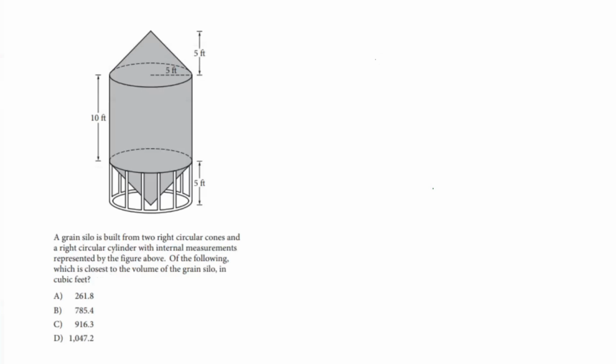Alright, so let's look at this SAT math practice question over here. It states this: a grain silo is built from two right circular cones and a right circular cylinder with internal measurements represented by the figure above. Of the following, which is closest to the volume of the grain silo in cubic feet?